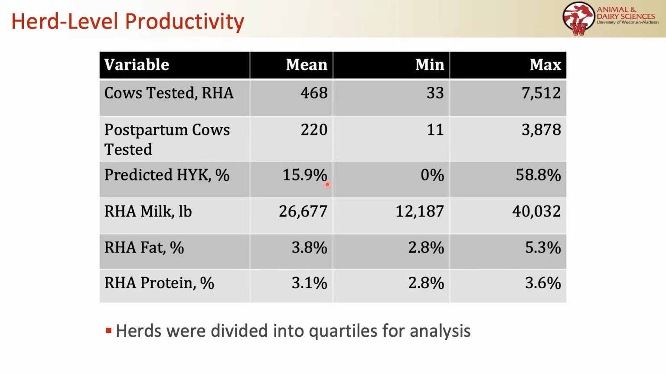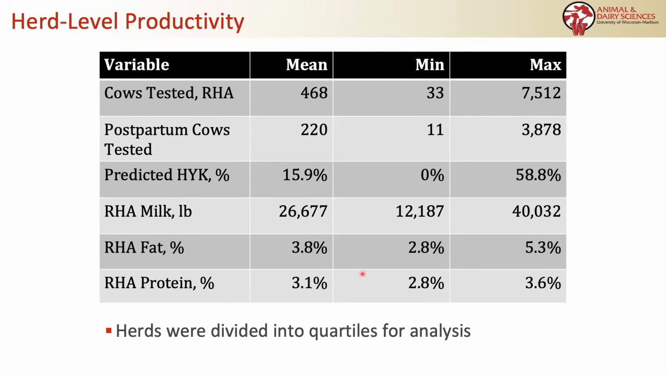Okay, so this is really consistent with what we know to be the averages. On average, rolling herd milk production is about 26,000 pounds of milk, with fat 3.8 and protein 3.1, and we can see that there's some variation there. But overall, we're doing really well on production. So what we did for this analysis for the herd level was we divided up the herds into quartiles. So the bottom quartile, the 2 middle quartiles, and then the top quartile. And we used that in order to analyze what was happening at a herd level.